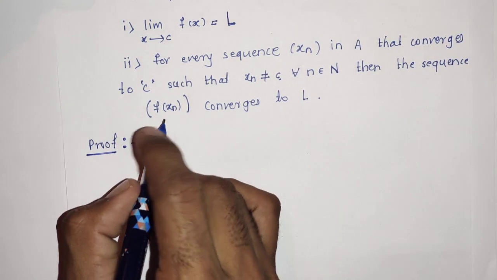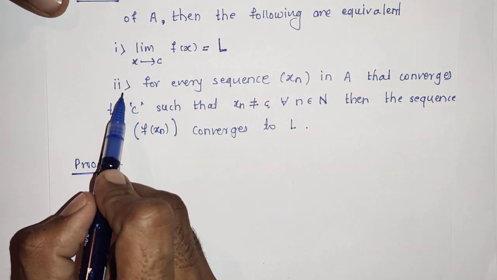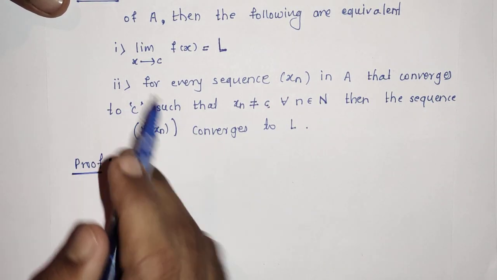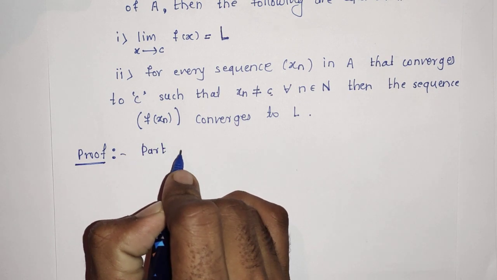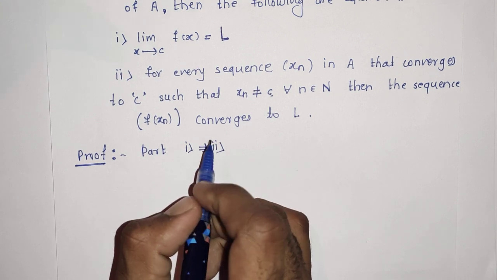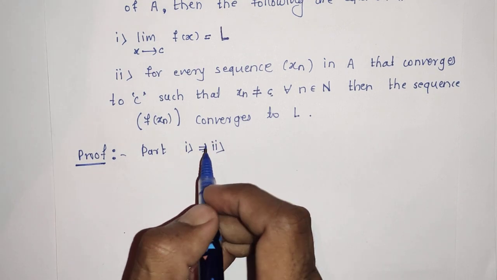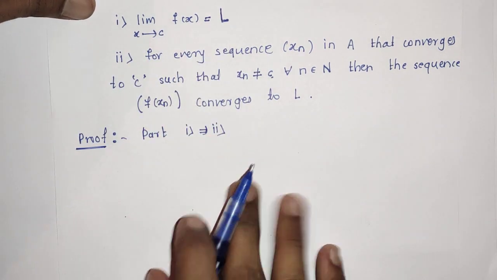So, the proof of the theorem. In the first part we will prove 1 implies 2, and in the second part we will prove 2 implies 1. So, part 1 is to prove 1 implies 2, that is if we suppose the first statement, then the second statement holds.